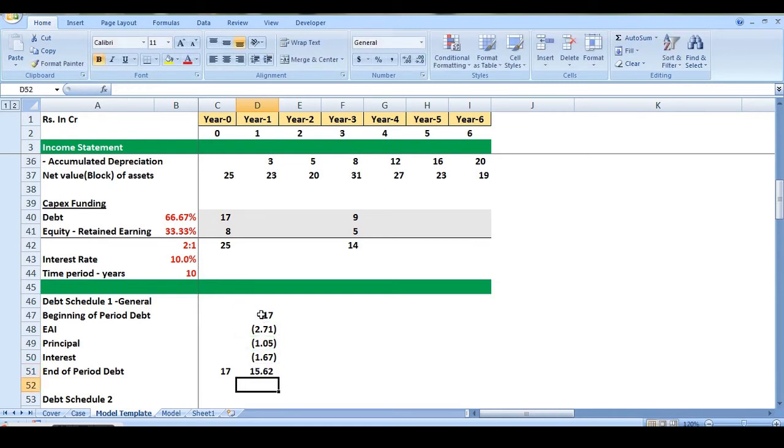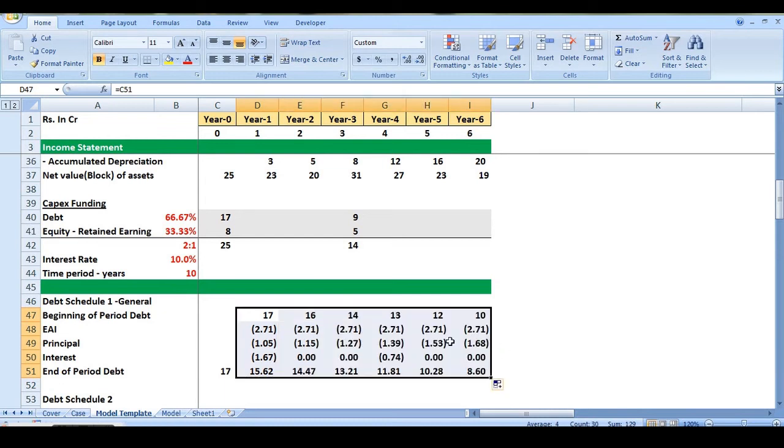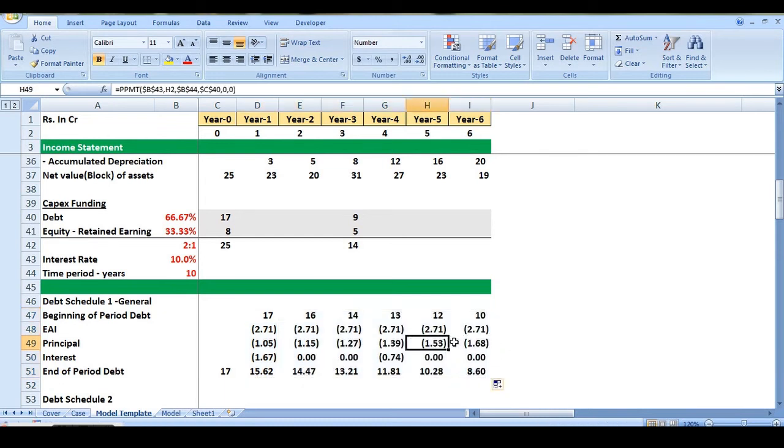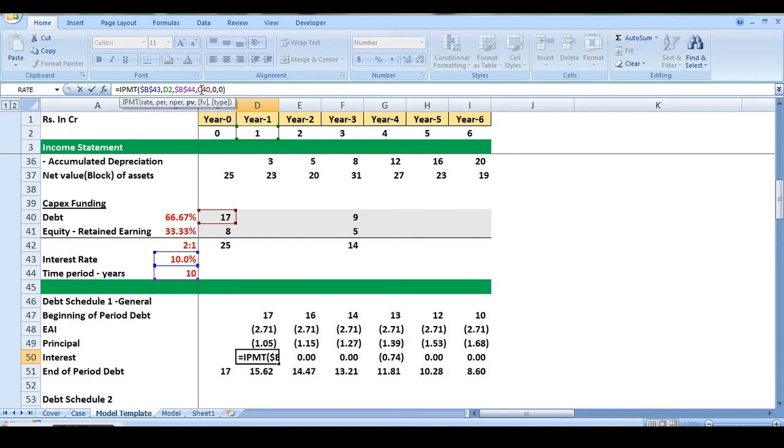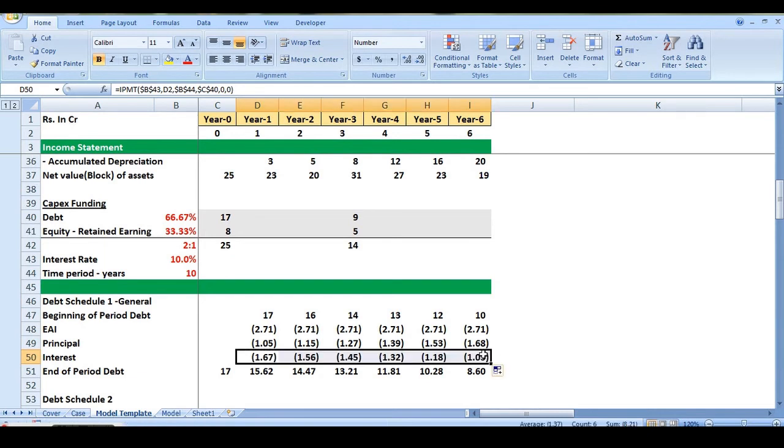And now I can drag the entire column for the rest of the years, which will give me values for all the remaining periods. There is some mistake in interest. Yes, C40, which is the principal value. I have not freezed it, and that's why it is giving me 0. So, if you forget to freeze the value, it will not give you correct values. And now if you see, it is giving me the correct values.